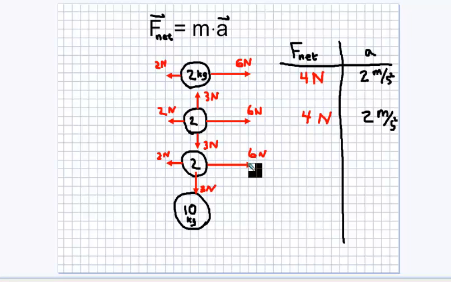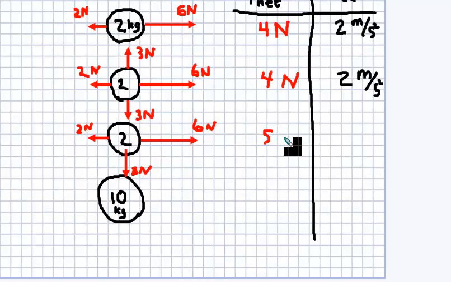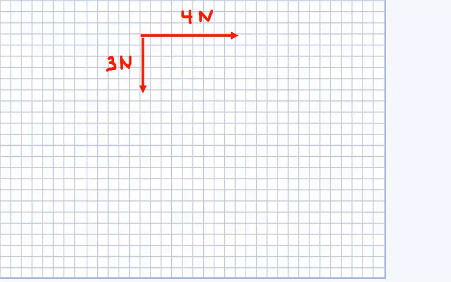Well, the 6 and 2 are going to combine in the same way to give us 4 newtons to the right. However, we still have 3 newtons down. How do we combine 4 to the right and 3 down? If your intuition tells you that you end up with 5 newtons, you are correct. How we get to 5 is because the 4 newtons is what we have to the right, the 3 newtons is what we have down, and recall that force is a vector. So it adds, we find the combined force by adding the individuals, and 3 plus 4 equals 5.